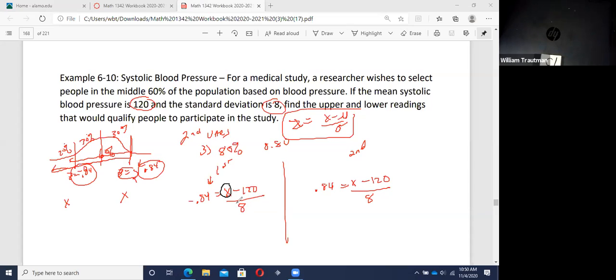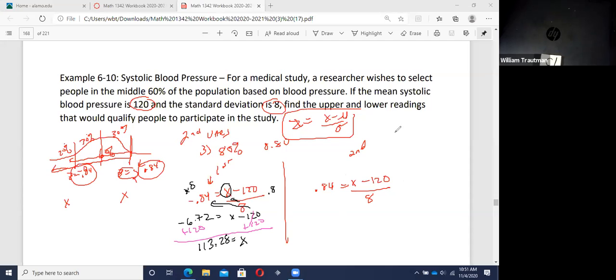First, you always get the 8 to the other side. It's divide by 8, so I'm going to multiply both sides by 8. 8 times a negative 0.84, and I get a negative 6.72 equals X minus 120. Then I take the 120 to the other side by adding 120 to both sides. And X equals 120 minus 6.72. And I get 113.28.